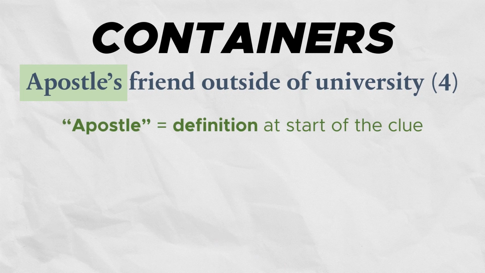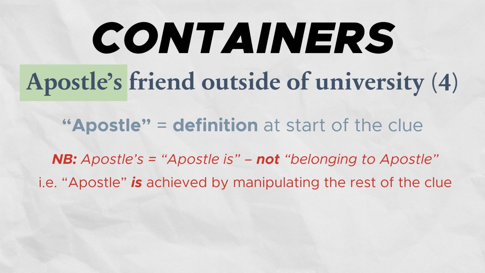We've worked out that apostle is the definition at the beginning of the clue, so the remainder is cryptic wordplay. Note the apostrophe S. In English, apostrophe S could either mean the possessive, in other words belonging to someone, or short for the word is. Cryptic crosswords love grammatical ambiguity like this. In this circumstance, we have to read apostle's as apostle is. In other words, the answer meaning apostle is achieved by manipulating the rest of the clue, so we should not read it as belonging to apostle.